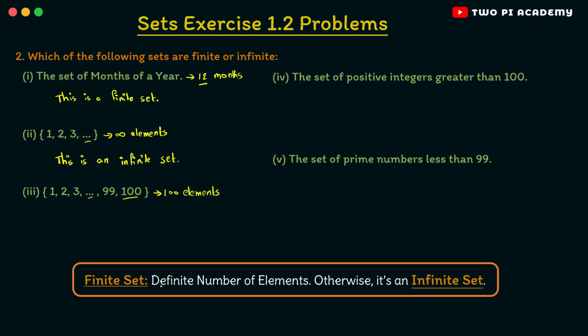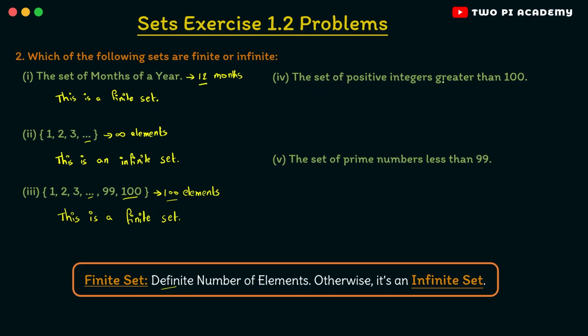So is it a definite number? Of course it is, right? 100 elements is a definite number. So therefore, this is a finite set. This is how we distinguish between finite and infinite set. If it has a definite number of elements, it is finite. Otherwise, it is infinite. It is clear, right?